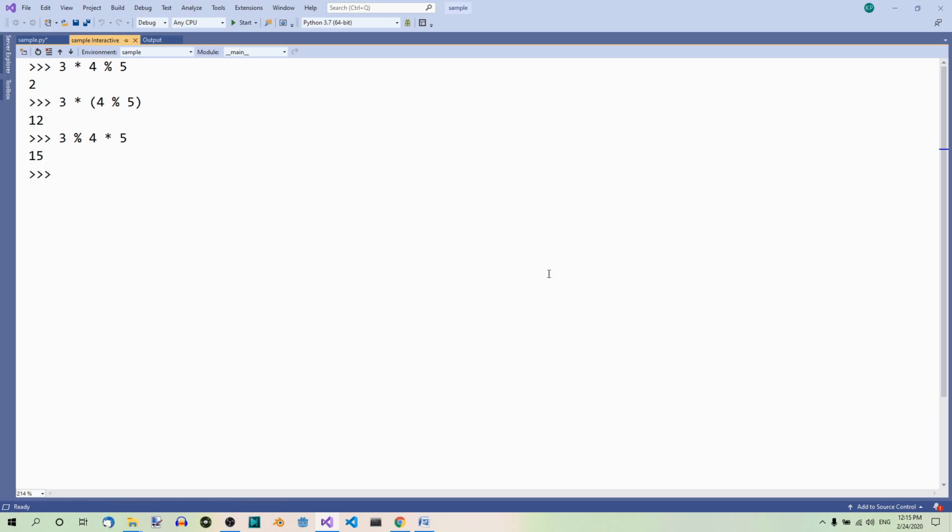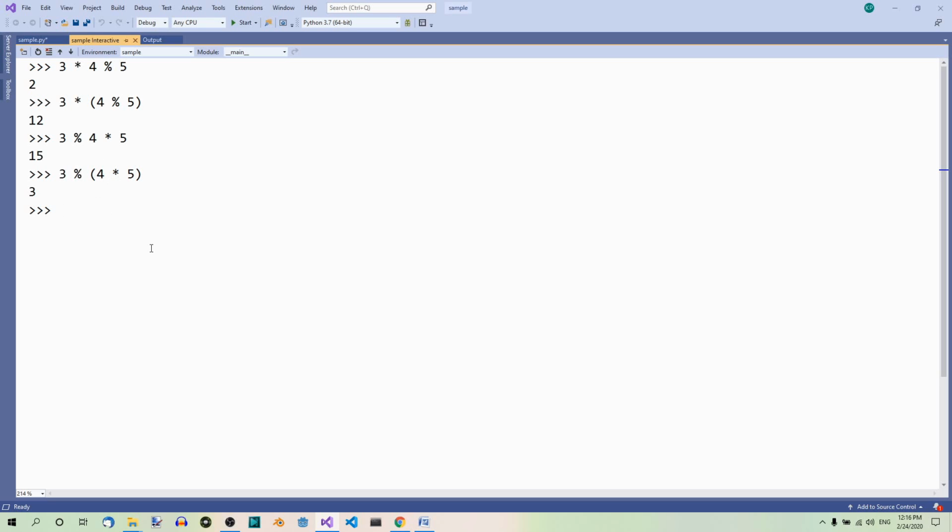And again we can use parentheses to change the order. Like for example so, 3 modulus parentheses 4 times 5. Now we get 3. This is 3 modulus, the result of this is 20. 3 modulus 20 is 3.